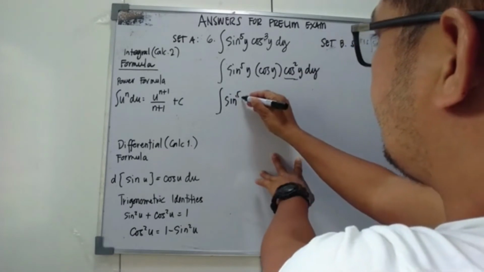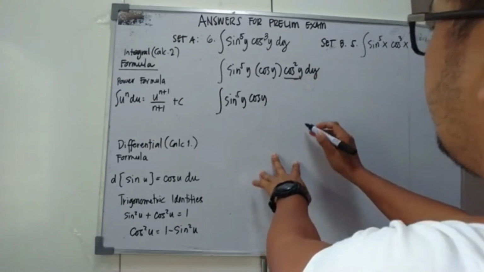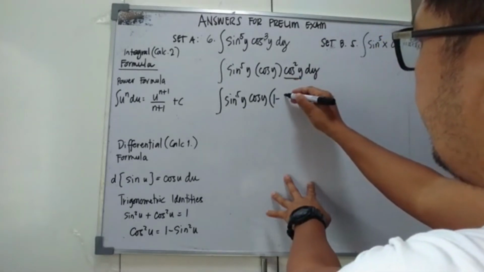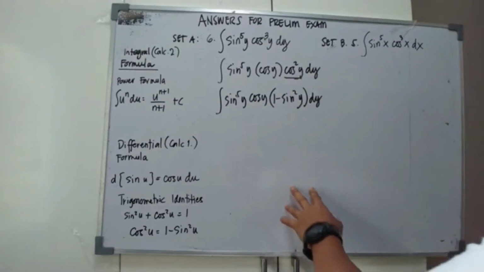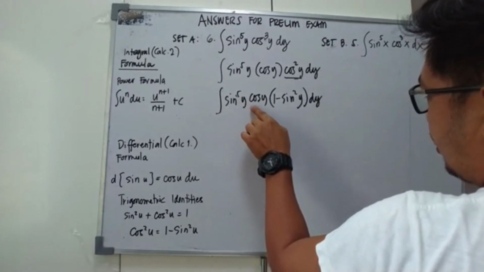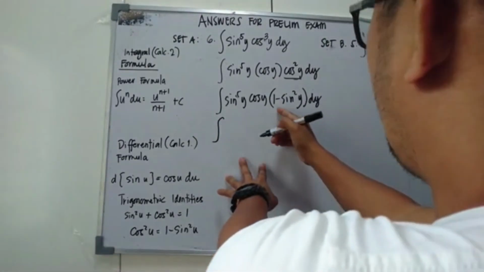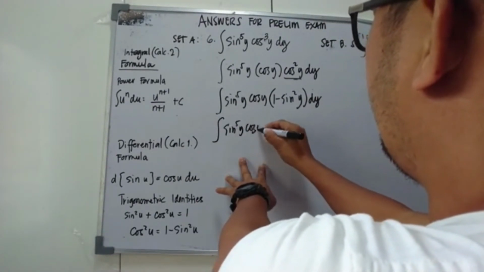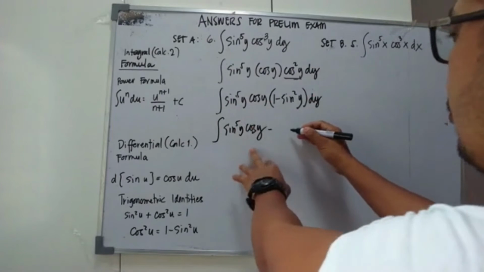So, copy first sine raised to 5y, multiply this by cosine of y, then substitute the trigonometric value: 1 minus sine squared of y, and multiply this by dy. Then distribute the sine raised to 5y cosine y inside. Multiply, so this is now equal to sine raised to 5 cosine of y, then minus sine raised to 5 cosine of y times sine squared of y.